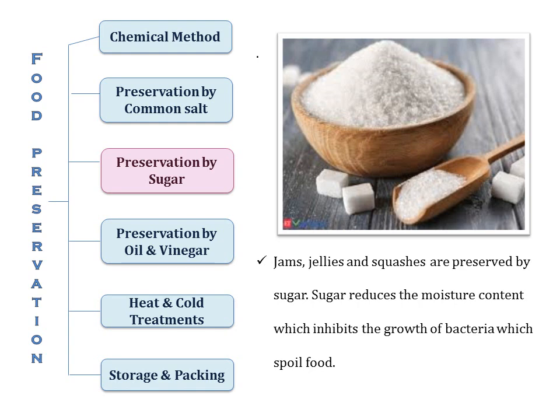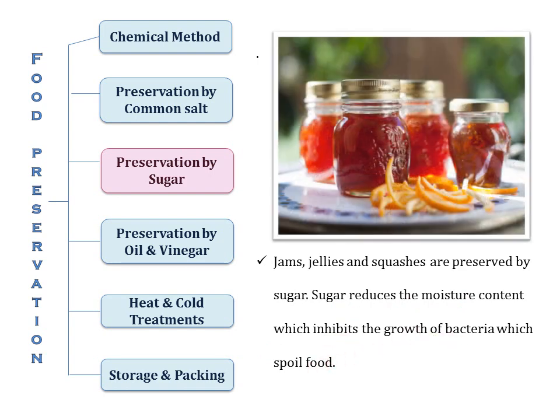Now the third method is preservation by sugar. Jams, jellies and squashes are preserved by sugar. Sugar reduces the moisture content which inhibits the growth of bacteria which spoils food. That is, the sugar draws the water from the microbes, leaving the microbe cells dehydrated, thus killing them.